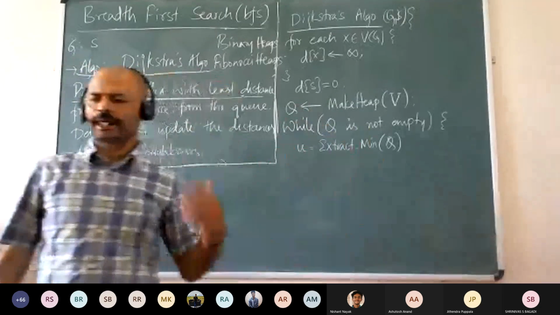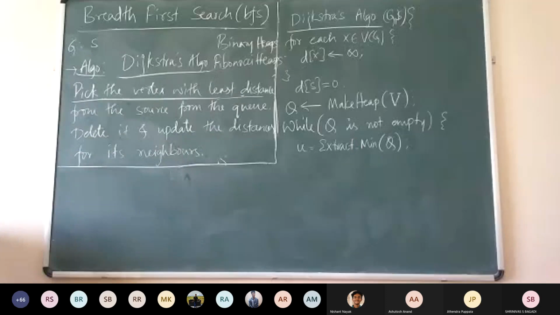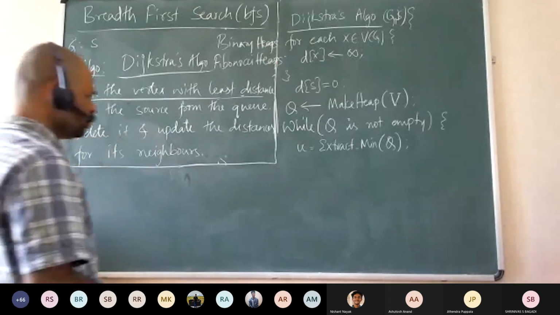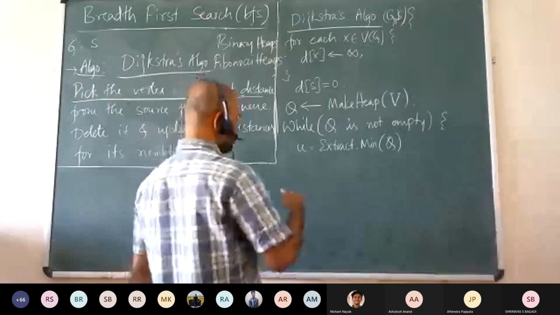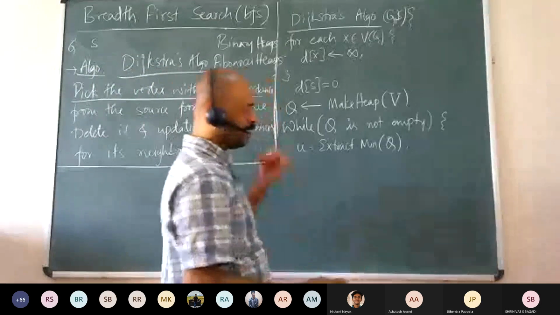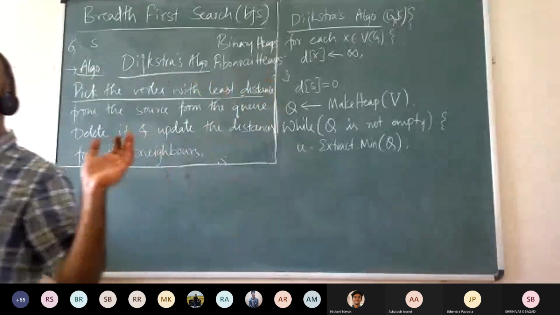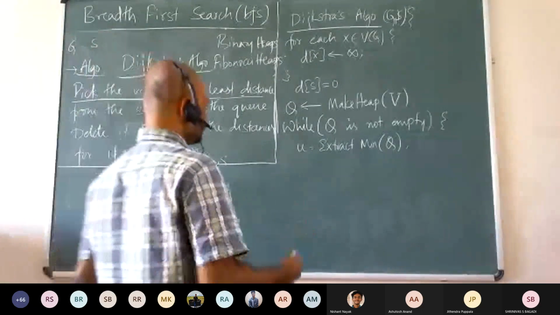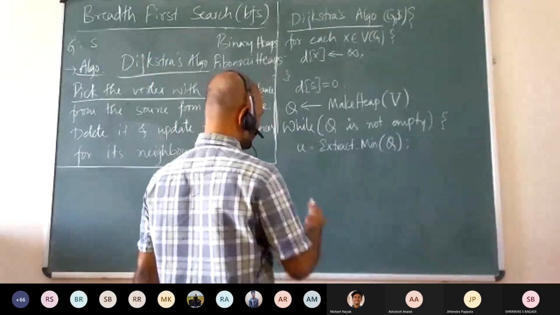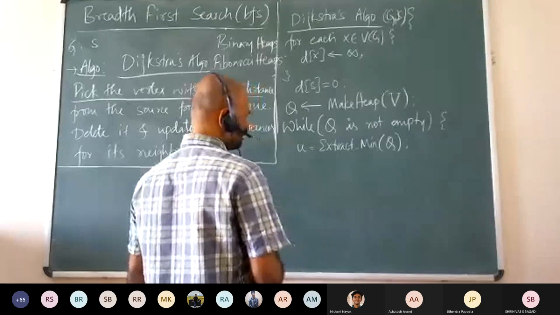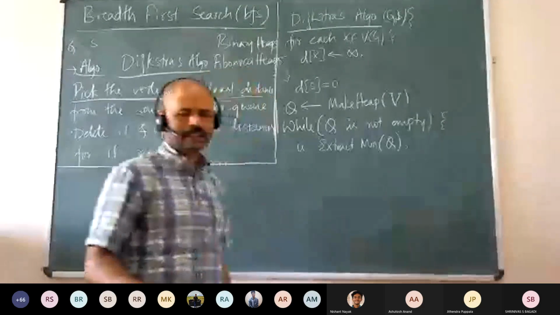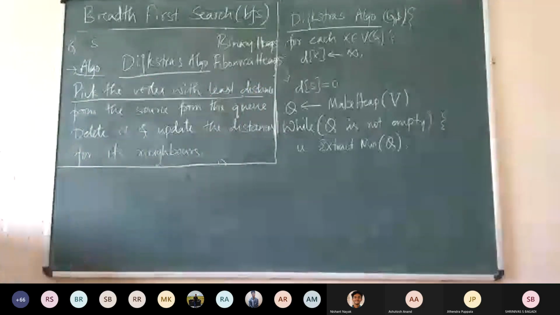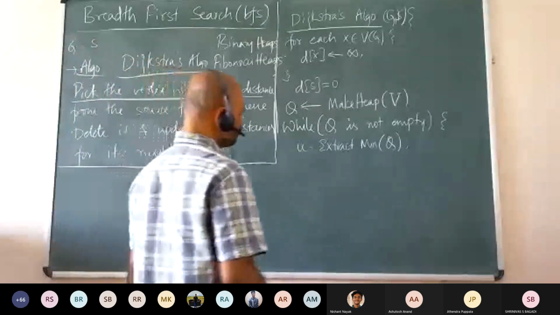Now we need to try to update the distance to other vertices in the queue. If you want to be too pedantic and too correct, you can only update those vertices in the queue. Others you don't even have to care about. If it is not already there in the queue, it will not do anything.